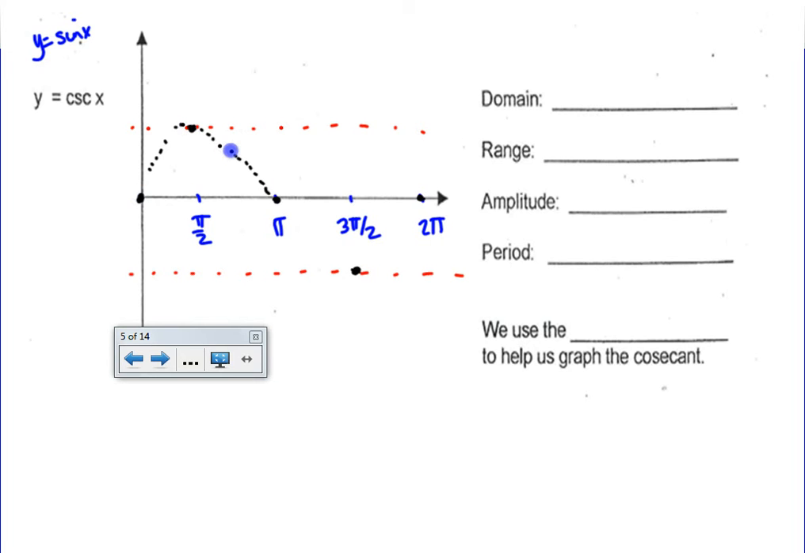Oh my goodness. This is so difficult to draw, and I apologize. Hopefully yours looks a lot better than mine.